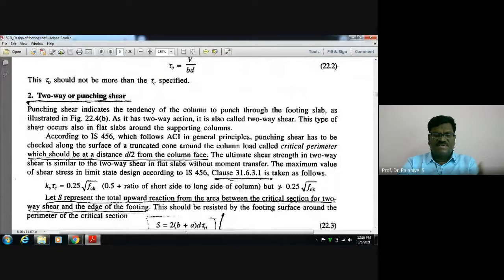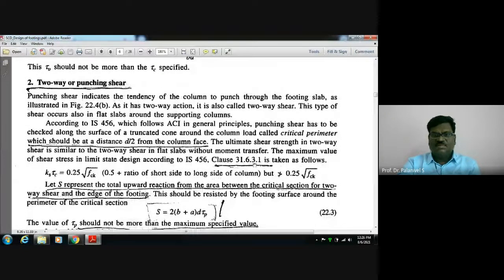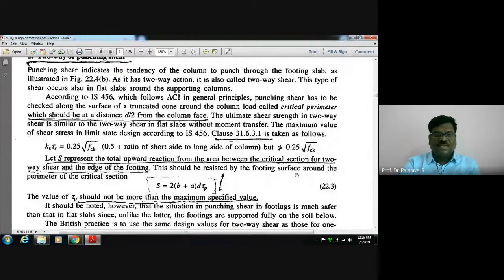Next, I am coming to two-way or punching shear, which should be at a distance d by 2 from the column face. Already told you, Clause 31.6.1 is taken as follows. This punching shear value, tau suffix p, is taken as 0.25 root of fck. That we will discuss later.